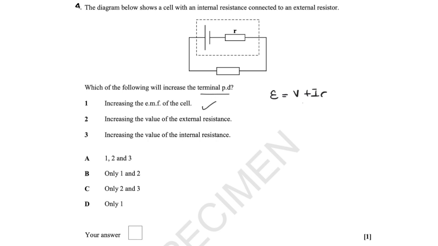Increasing the value of the external resistance, yes, it would, because V is proportional to R. And finally, increasing the value of the internal resistance. No, that will not increase the terminal PD, because if you're increasing the internal resistance, you're basically increasing the volts lost. So there's less available to the external resistor. So that's out. Therefore only 1 and 2 are correct, and B is my answer.